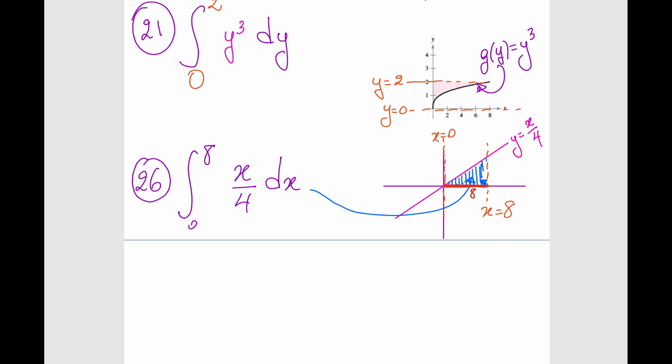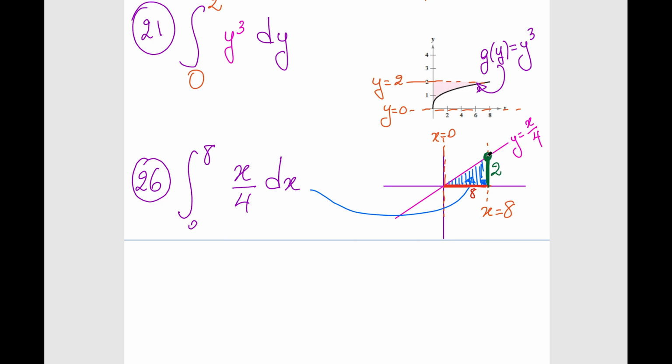This is 8. Correct? And how much is this guy? Well, what is this point? This point belongs to the graph of the function y equals x over 4 for input x equals 8, right? So when x equals 8, we get this height on the graph y equals x over 4. So when x is 8, how much is y? 8 over 4 is 2, right? So this is 2. Do you agree with me?